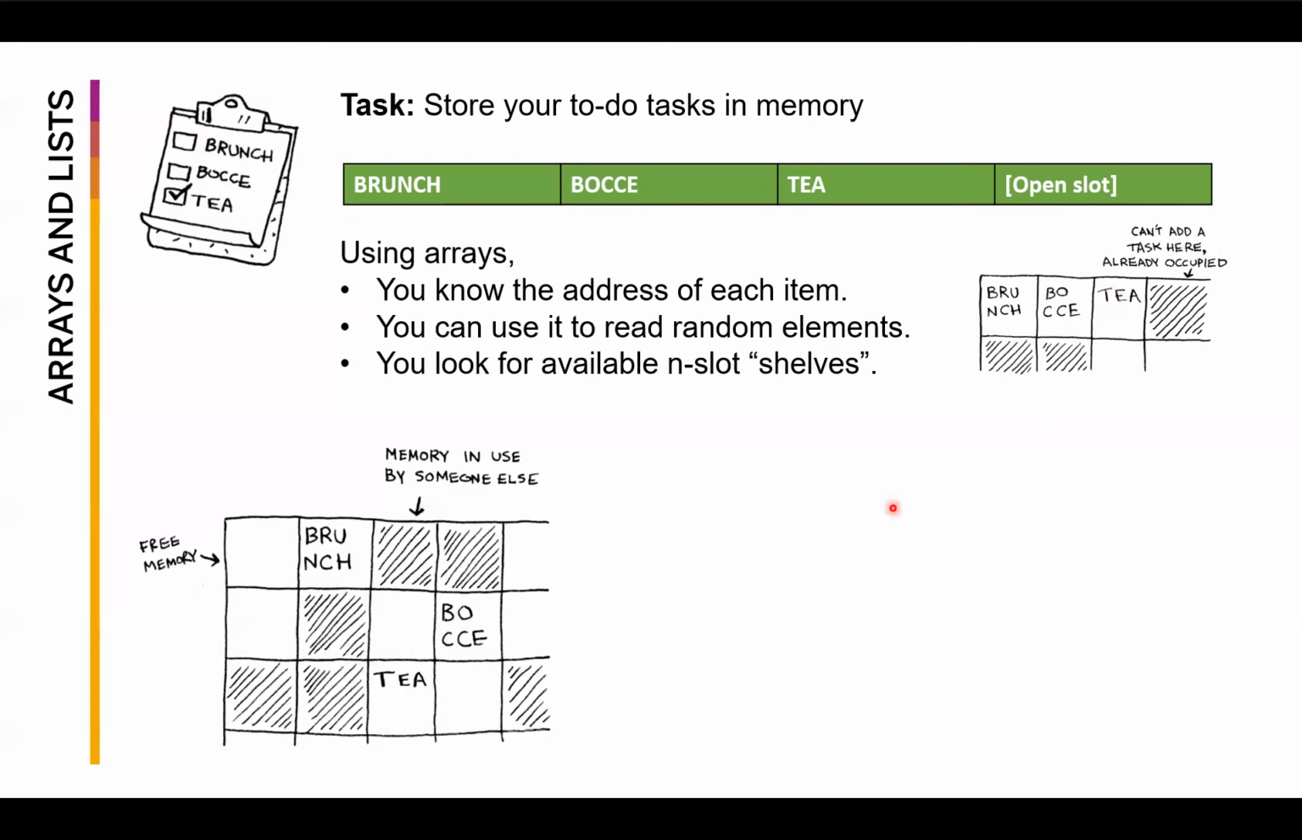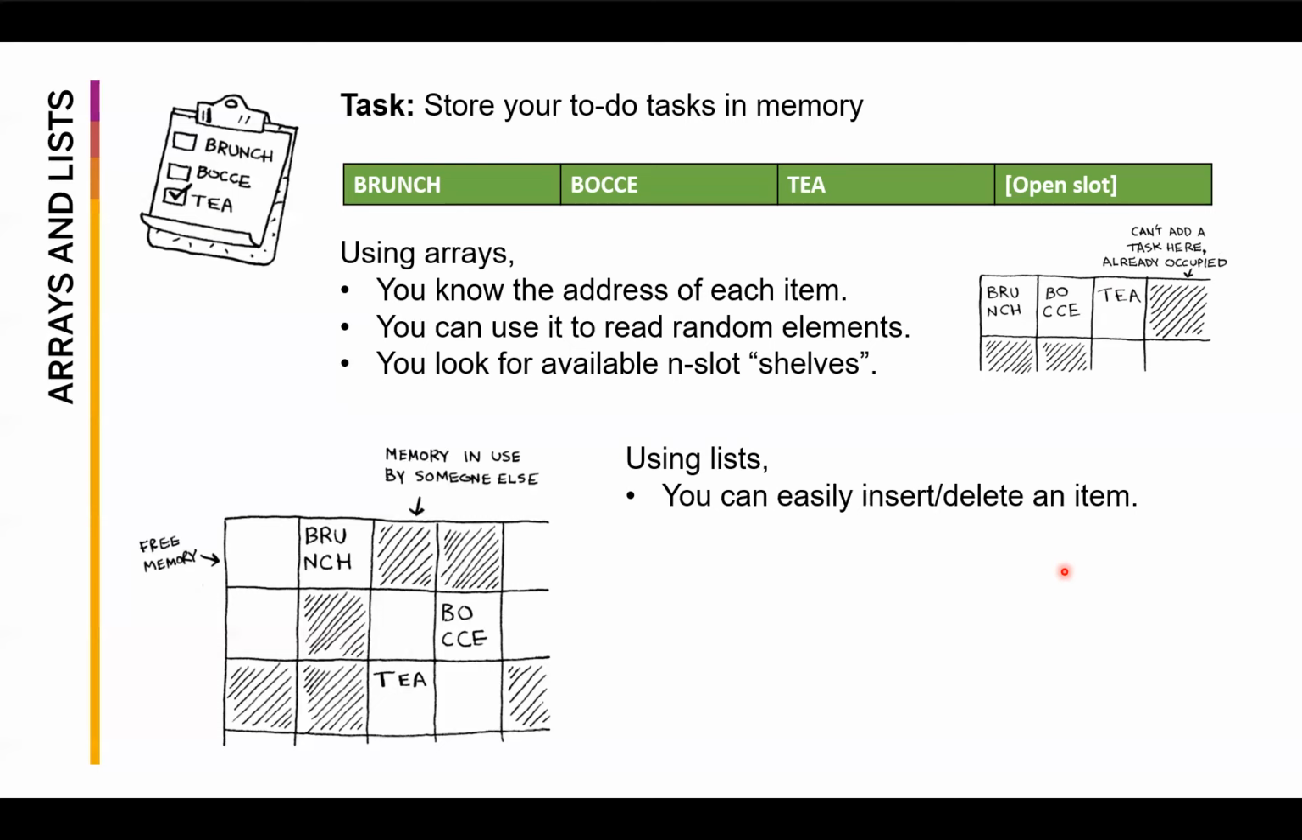Now we have a different data structure, which is called the list. In this picture, you can see that each of the activities is placed basically anywhere in the memory, any available slot. We have the brunch here, the bocce here, the tea here. And if we add one more, we can easily place it on any free memory slot available. So when we use lists, you can easily insert an item. Just look for a free slot and then put it there. You're good to go.